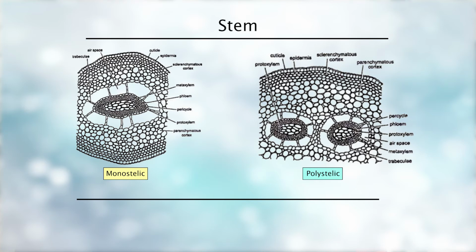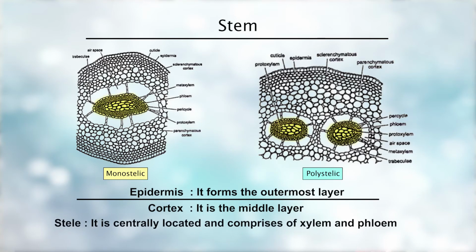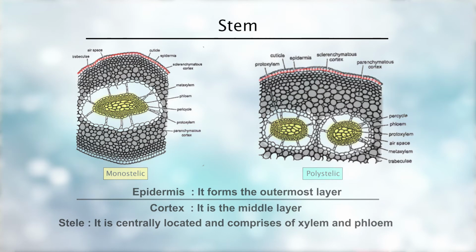Now we will be discussing its internal features. Internally, the stem can be differentiated into the epidermis, forming the outermost layer, the cortex forming the middle layer, and the stele, which is centrally located. So if we consider this picture, we can easily find the outermost epidermal layer, the middle cortex layer, and at the center is placed the stele.